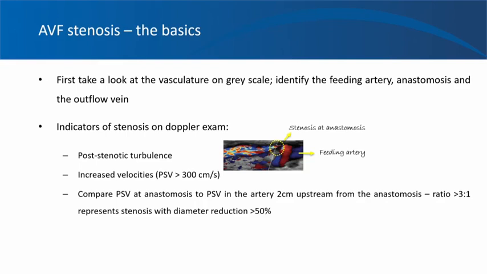And also compare peak systolic velocity at anastomosis to peak systolic velocity in the artery 2 centimeters upstream. So peak systolic velocity somewhere here to peak systolic velocity somewhere upstream here. This ratio more than 3:1 represents stenosis with diameter reduction more than 50%. So these are the characteristics of stenosis on Doppler exam. In general, the rule I follow is if blood flow is less than 500 ml per minute, send the patient for a fistulogram even if no anatomic etiology for the low blood flow is found.